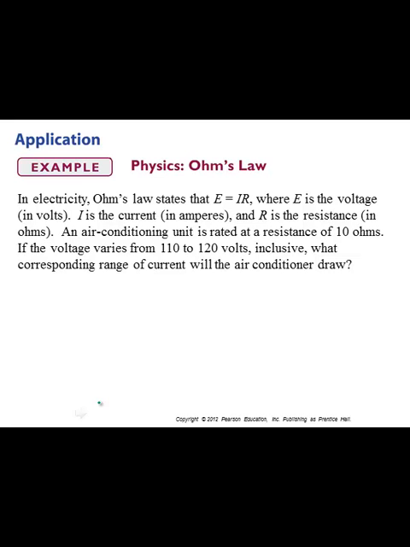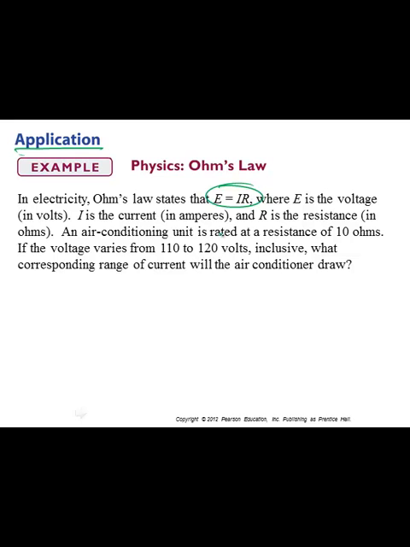All right, we have one last problem to take a look at. This is an application problem, code word for word problem. But hey, this is easy, folks. We know that in electricity the voltage is going to be the current flow times the resistance in a circuit. Here's the equation. E is equal to IR. E is voltage, I is current, R is resistance.